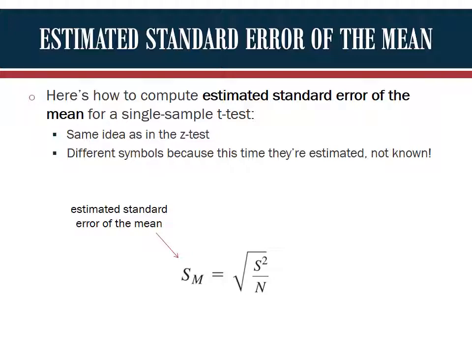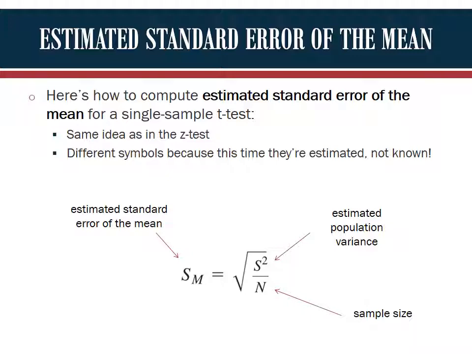So to put definitions to each of these pieces, your s sub m on the left side of the equation here, that's your estimated standard error of the mean. To calculate that, you need to take your estimated population variance, your s squared, the one that we practiced calculating a little bit ago, divided by n, which is sample size, and then square root it. And that is how you get estimated standard error of the mean.